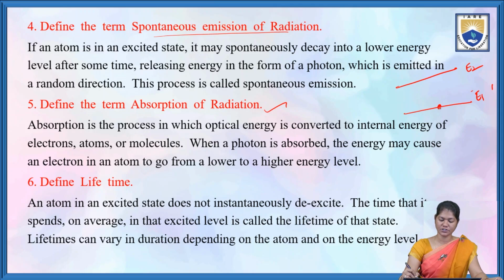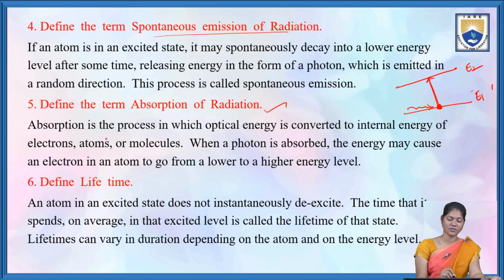So there is an atom which is in the lower energy level. Some radiation has been given to this atom so that this atom is stimulated and transits to a higher energy state. Because of interaction with a photon, this ground state atom absorbs some radiation, gains energy, and transits to a higher energy level. So this process is called absorption of radiation.